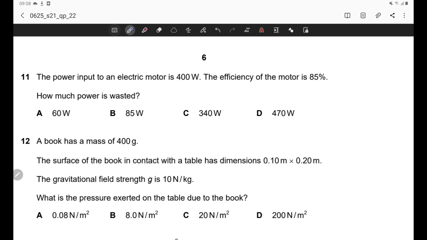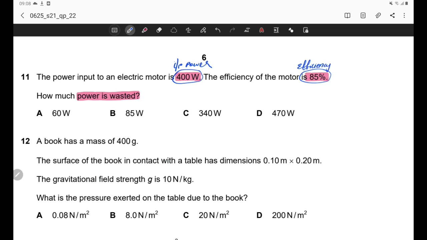Question number 11. The power input of an electric motor is 400 watt. The efficiency of the motor is 85%. How much power is wasted? So we need to calculate the wasted power. The input power is given. Efficiency is also given.